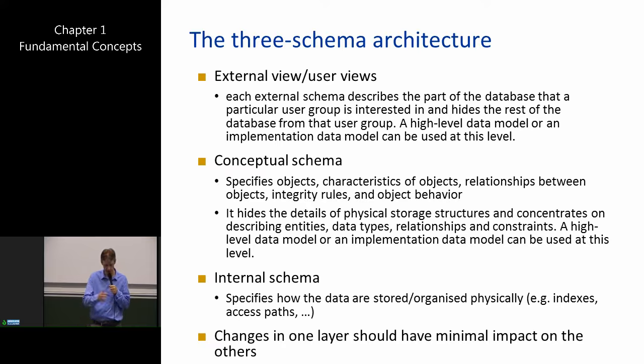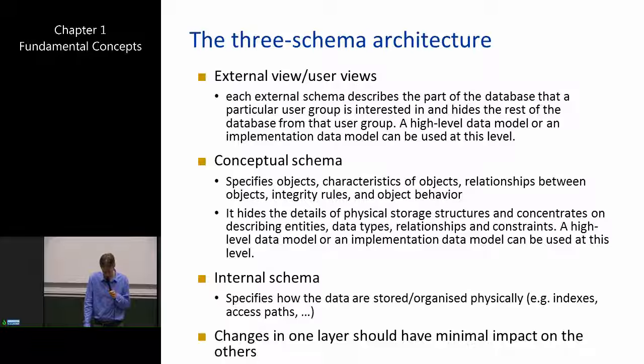Conceptual scheme is going to specify objects: students, professors, courses, buildings; characteristics of objects: student number, student name; relationships between objects: a student can take courses, a course can be followed by students. Integrity rules, like a professor should teach at least one course, a course should be taught by at least one professor, a student should take at least 60 study points of courses; and object behavior. Object behavior are small pieces of functionality that will allow you to do small calculations, for example. Maybe you want to calculate the average marks that students obtain for a particular course. Well, that's an example of object behavior.